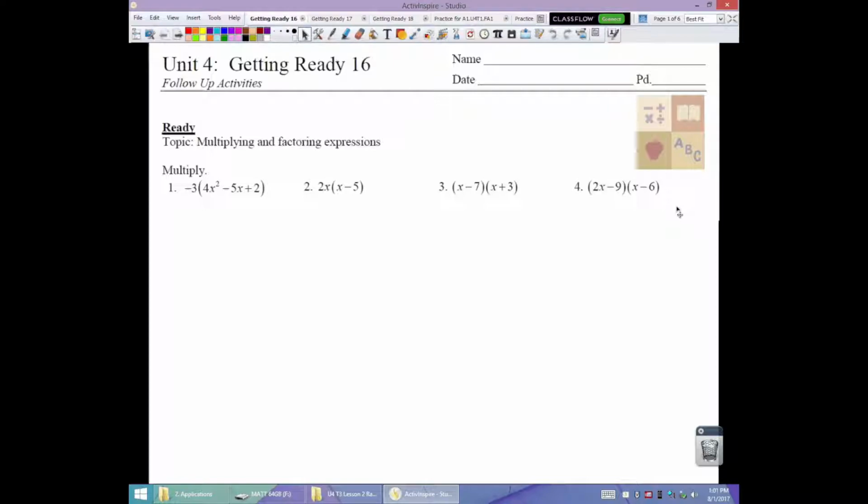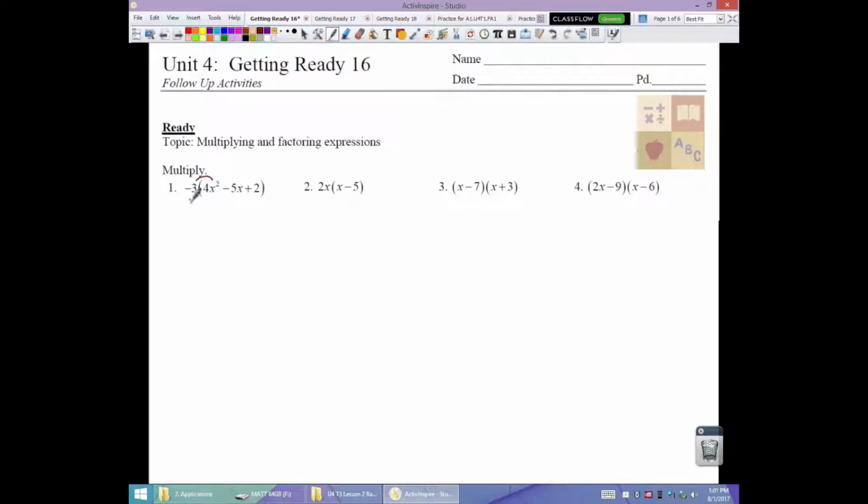These first four questions were just asked to multiply. The method we use will be different on the first two than it is on the last two. In these first two, it is just a monomial, a constant or a monomial like 2x, multiplied by a polynomial. So all we're going to do for those is distribute.